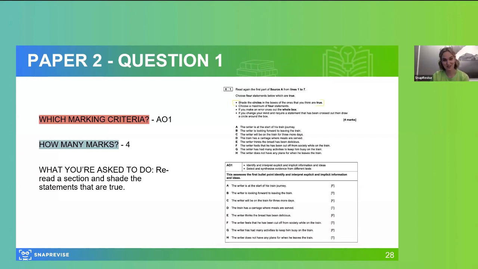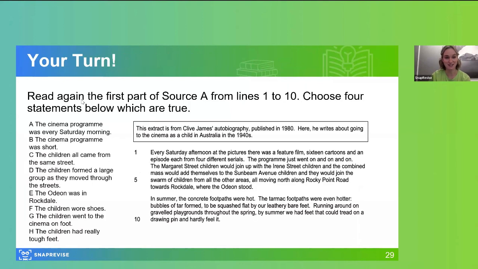So again, we're going to let you have a little chance at doing that. I'm going to open up the chat again. I'm not going to mute myself or take myself away. Read the first part of source A from lines 1 to 10 and choose 4 statements below which are true. You have the statements on the left and the extract on the right.